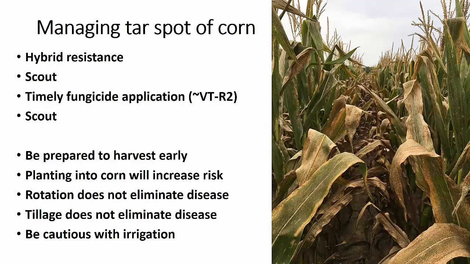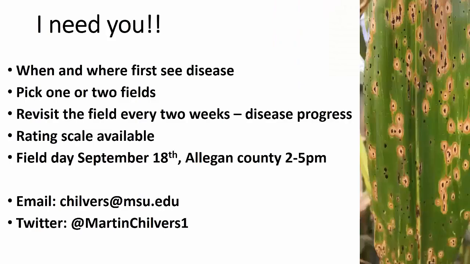And irrigation, I think, was really the big thing as well last year. It was really surprising how much that drove disease. So be very, very careful with irrigation. And so we'd really like your help in keeping track of where this disease is at. We'd like to know when and where you first see disease, and if you can pick one of those fields that you can keep going back to over the rest of the season, that would be fantastic to look at disease progression.